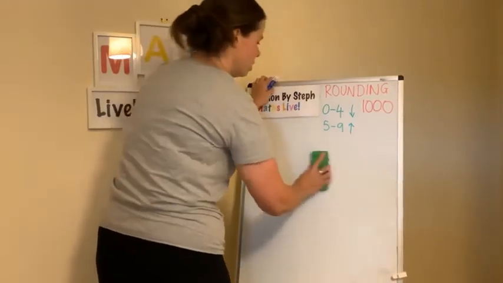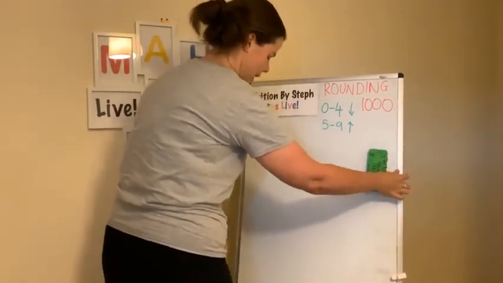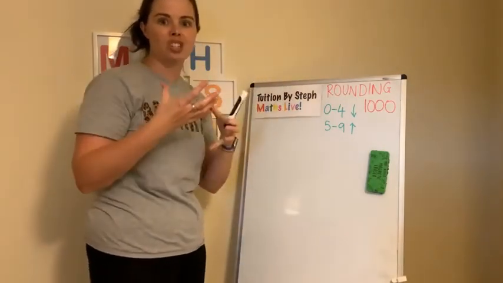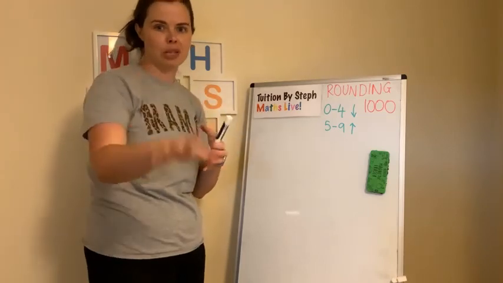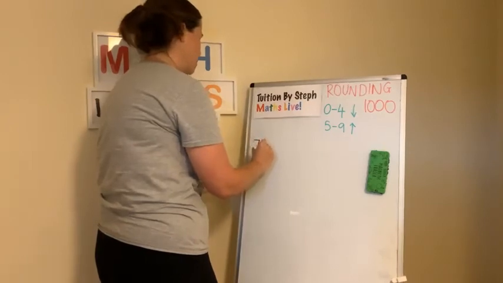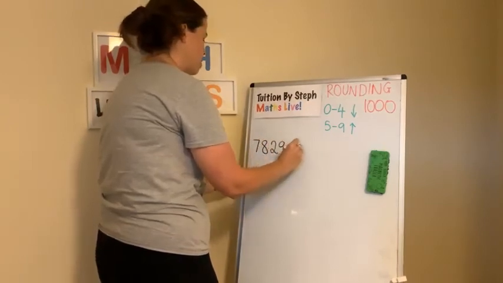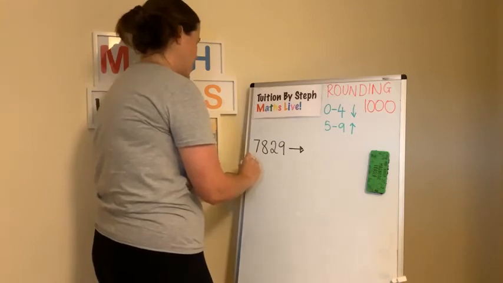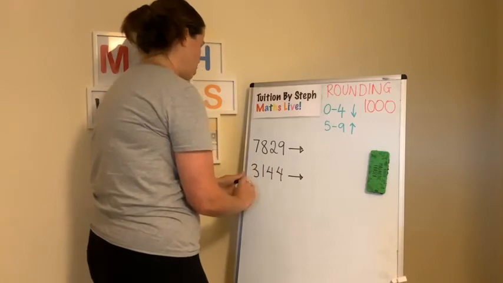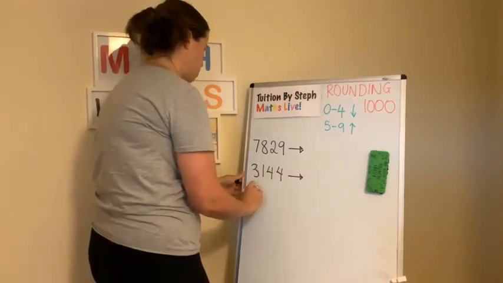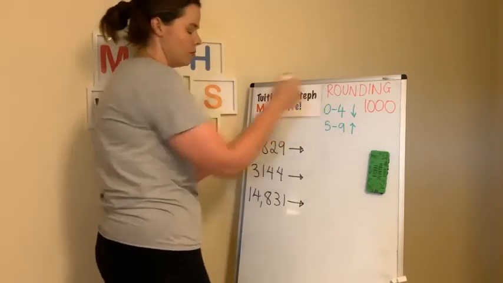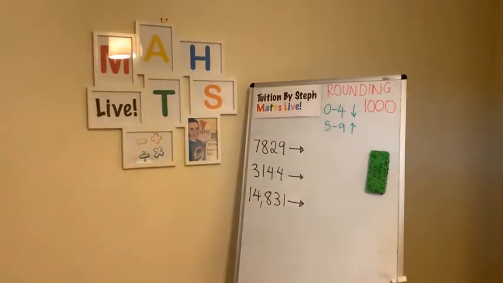Okay, so here's your last 3 questions of the lesson, and then like I said, on Wednesday we're going to mash this all together with just single numbers at a time. You'll see what I mean. Okay, your first number, 7,829. I'm going to do 3,144, and then we're going to do 14,831. Can you round those to the nearest 1,000 for me?